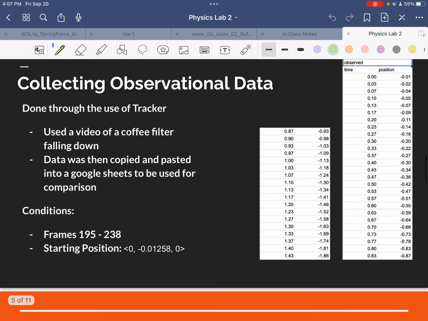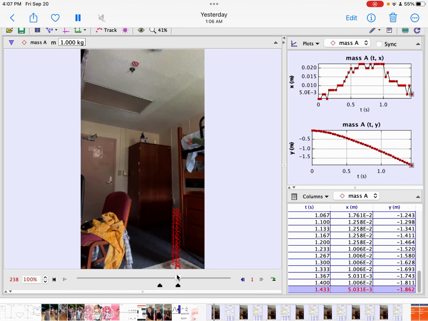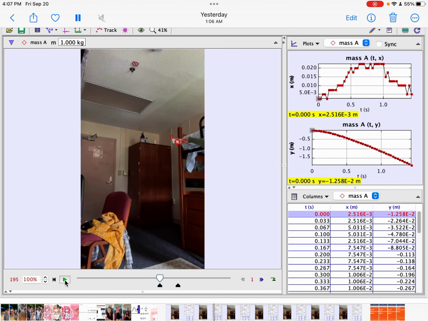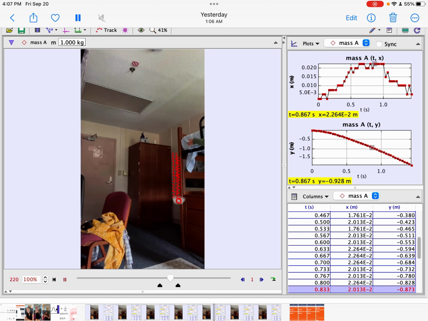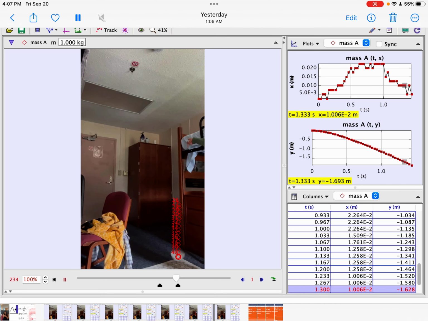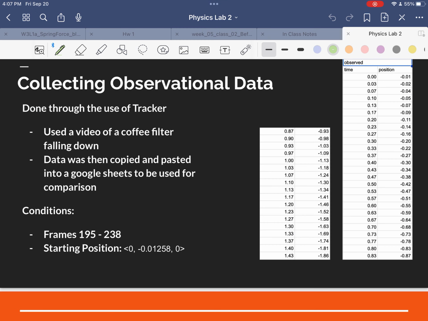And now that we understand more about the physics, the next step was to collect the observational data points, which was done through the use of Tracker, which I will show the video for right now. In this situation, the system would be the coffee filter and the surroundings would be the air and the Earth. And to assume constant velocity for the use of this lab, only frames 195 to 238 were used, as during those frames the hand was no longer applying force to the coffee filter.